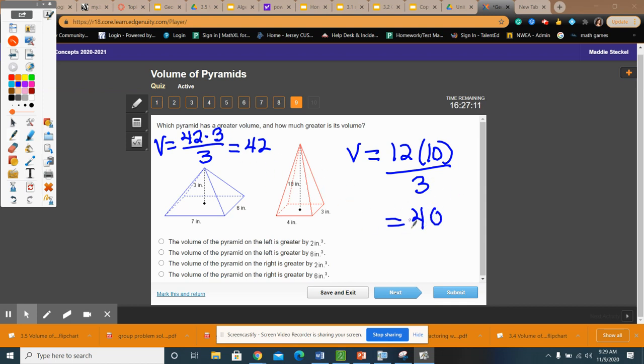This one's actually smaller. So fact check. This one is smaller. So on the left is bigger. How much bigger? By 2.